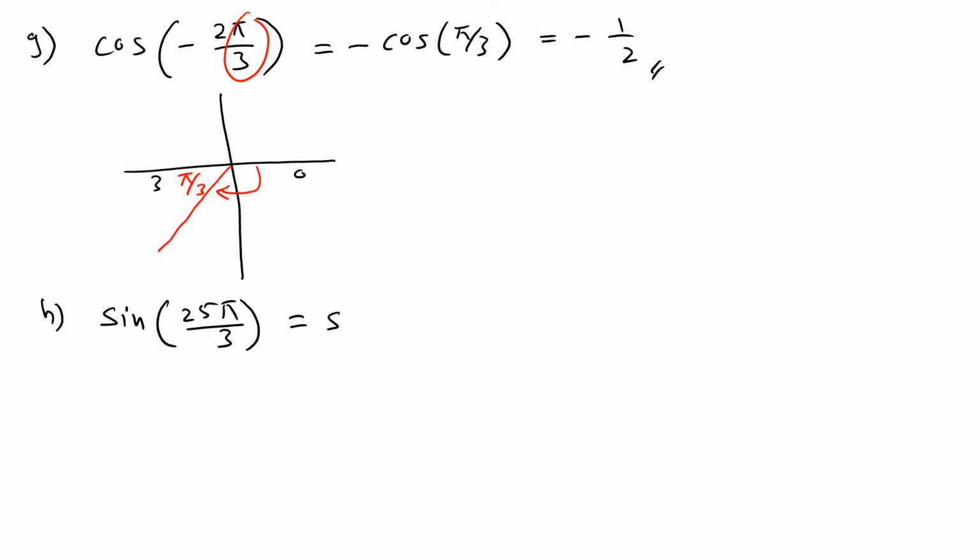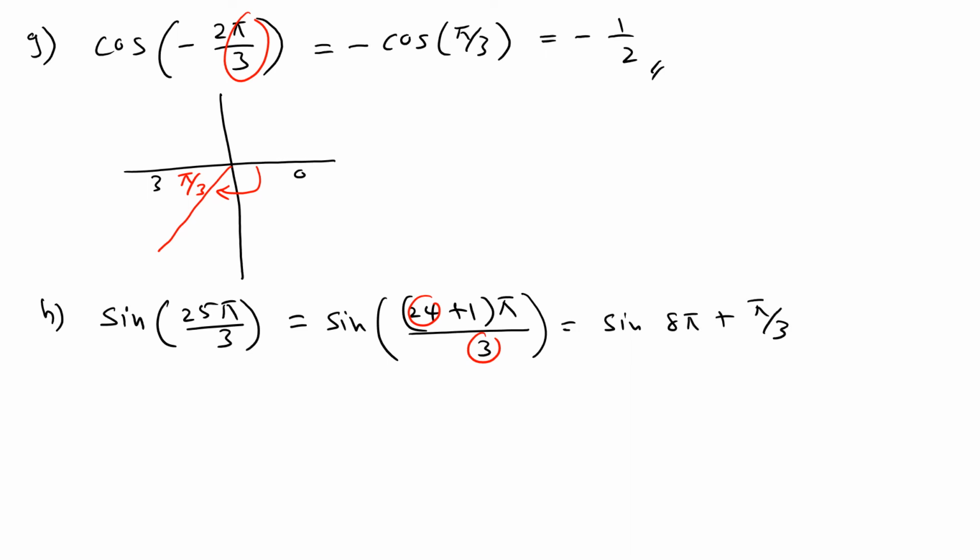So I'm going to do this a little different way. 25 means 24 plus 1, pi over 3. So now you can write 24 over 3, which is 8 pi, plus pi over 3. So we can write it like that. Since sine has a period of 2 pi, any multiples of 2 pi you can cancel out. So that means 8 pi cancels out. So you can simply write this as sine of pi over 3, which is square root 3 over 2.